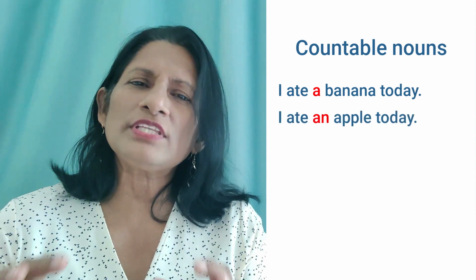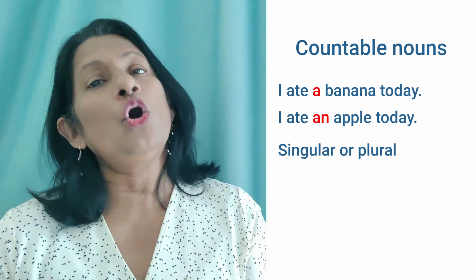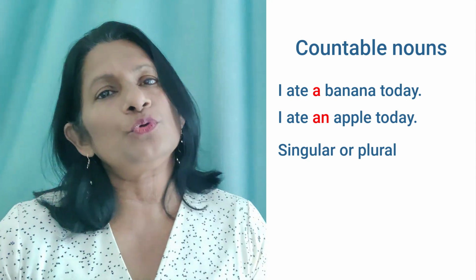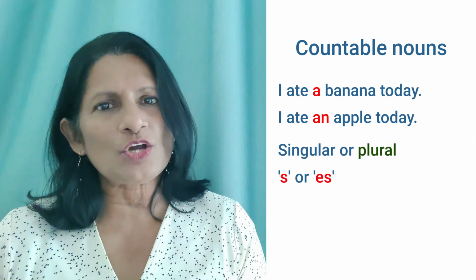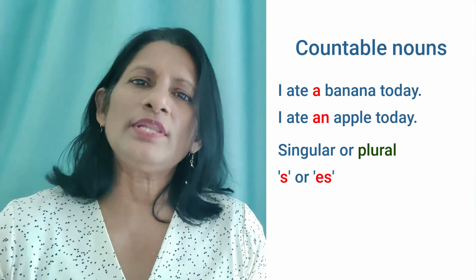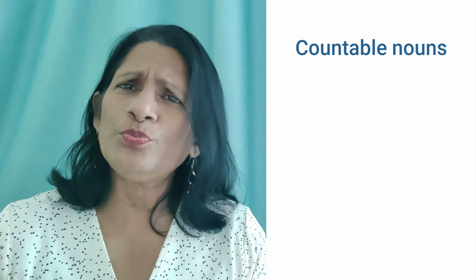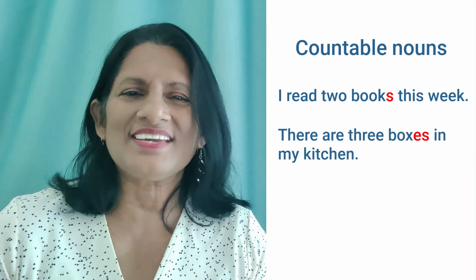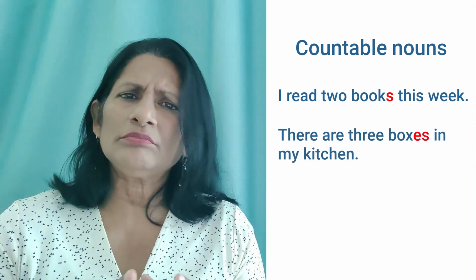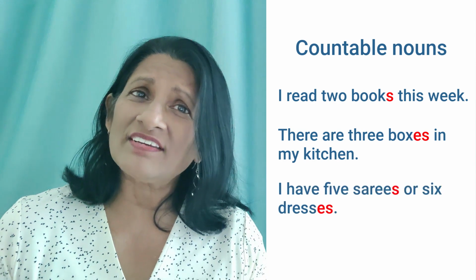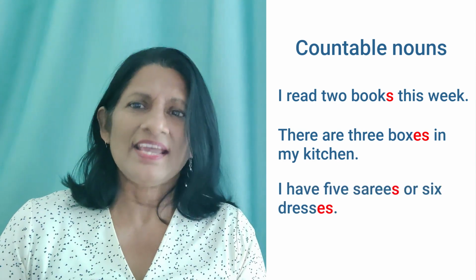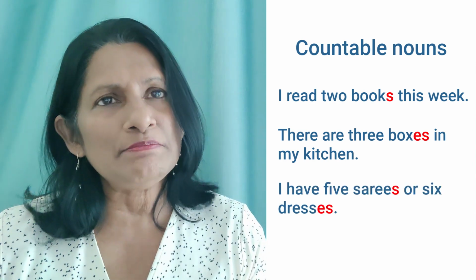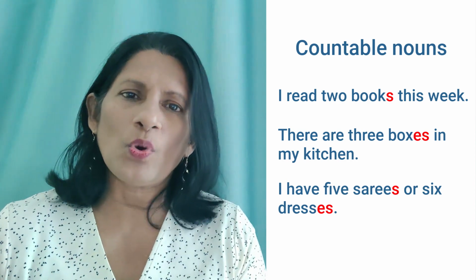Now, these nouns usually have a singular or a plural form. For the plural form, we add the s or es to the noun. For example, I read 2 books this week, or there are 3 boxes in my kitchen. Now, I can also say I have 5 saris or 6 dresses. S and es mean you have more than one.